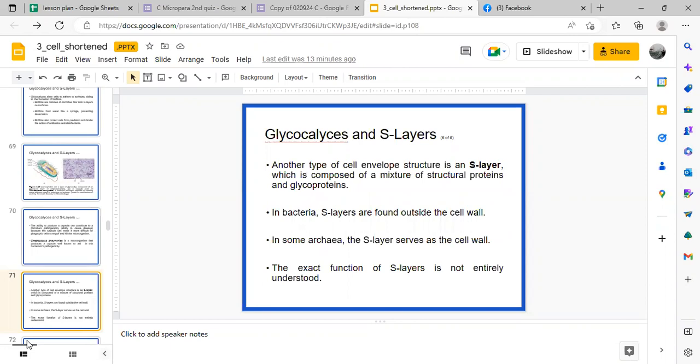So yung slime layer nga, another type of cell envelope structure. So this is composed of structural proteins and glycoproteins. So it's found outside the cell wall. Sa archaea, it serves as the cell wall mismo in some archaea. So marami pang studies ng mga scientists dun sa function ng S layer. Kulang pa ng studies dyan.